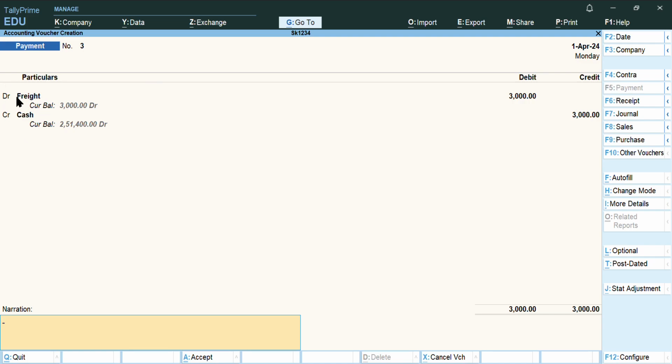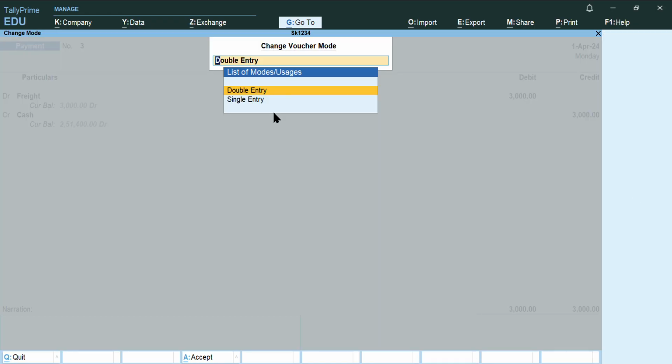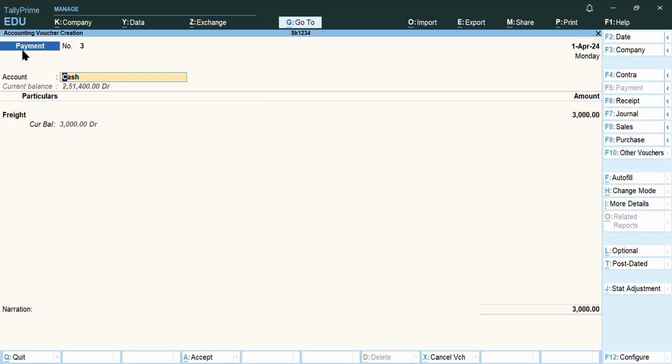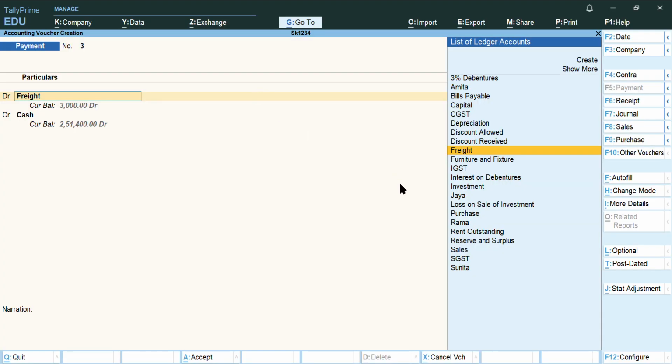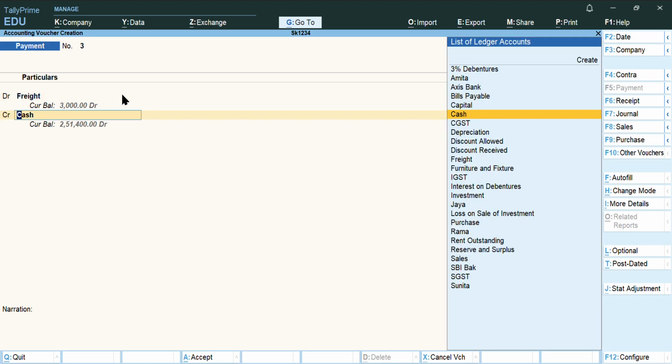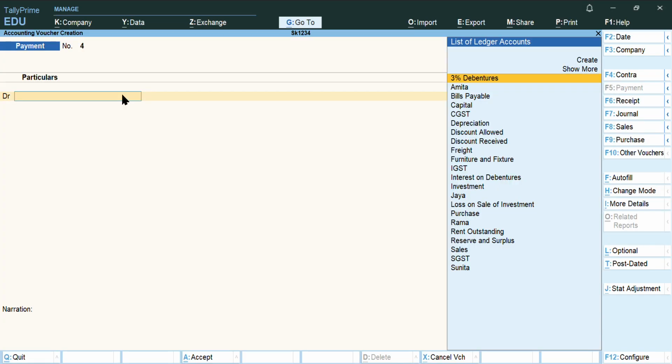Okay, now it is asking in debit and credit. Sometimes you are not comfortable with this system, you want it to be in the form of to or by, then herein you have change mode. When you change the mode, then it may ask you the entries to be done in a single form. If you do it in single form, then the entry is like this: account is cash, and then the particulars you paid freight, and that is it. So it's up to you the way you want to pass entry, in the single mode or in the double entries type. All right, so this is done now. Enter, enter, enter. Okay, so accept it.